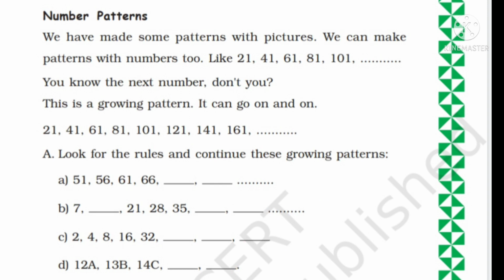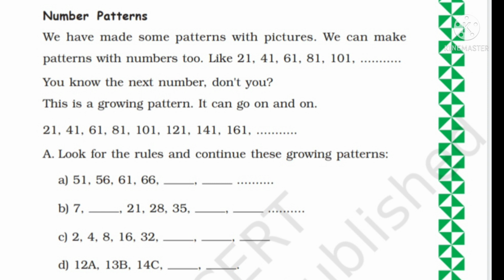Number patterns. We have made some patterns with pictures. We can make patterns with numbers too, like 21, 41, 61, 81, 101. Like this we can make patterns with numbers also. But there should be an equal gap between the numbers. You know the next number, don't you? This is a growing pattern. It can go on and on.